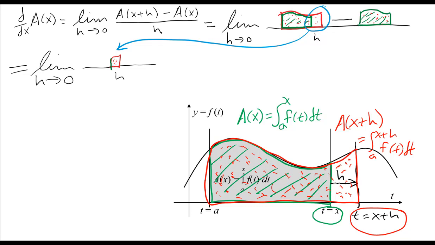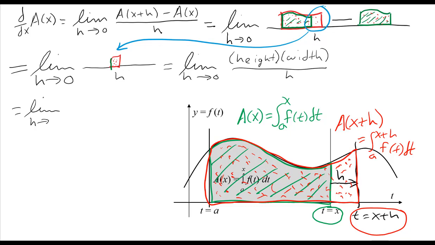Now, it's almost a rectangle. The top, yes, is a curve, but it's pretty close to a rectangle, and the area of a rectangle is height times width. The width of this rectangle, of course, is h. And when you cancel the h, you find out you're looking just at the height, the limit as h approaches 0 of the height of that curve.